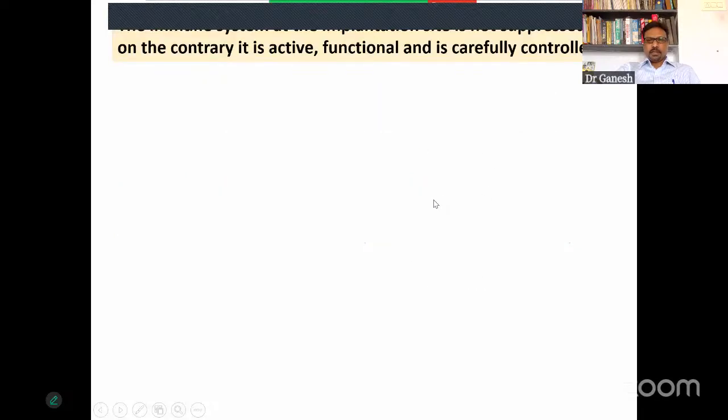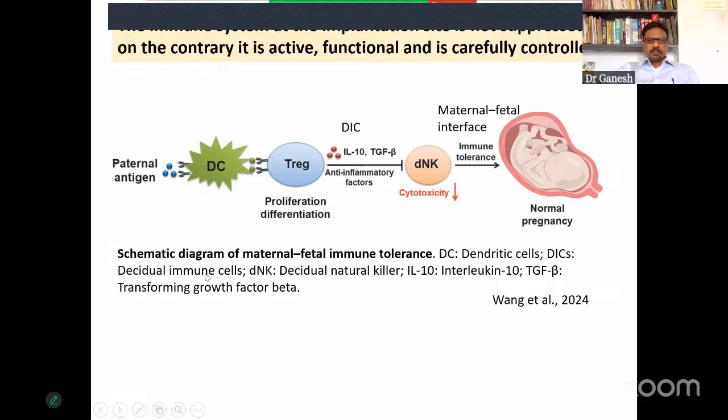So here, we cannot say that the immune response is suppressed, but it is still functional during the pregnancy, and it is carefully controlled, although progesterone levels are high here. Okay, so the paternal antigens, generally known as HLA-G, human leukocyte antigen, which are coming from the paternal source, are being recognized by the dendritic cells. So these dendritic cells will recognize these antigens from the fetal cells itself, through the trophoblast cells.